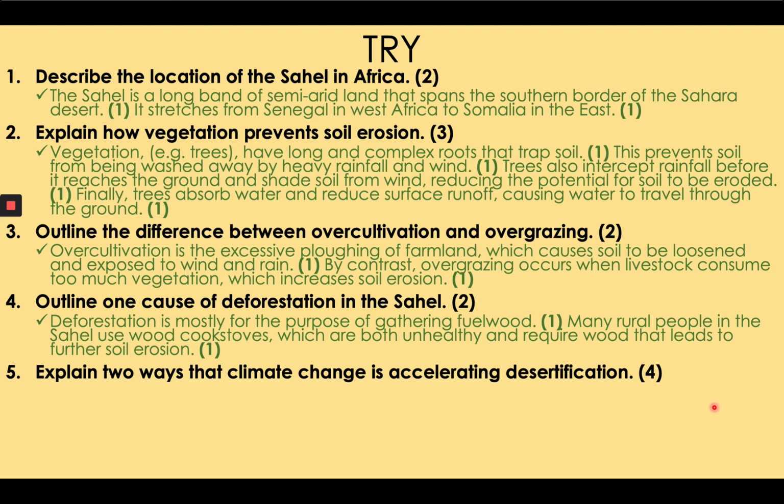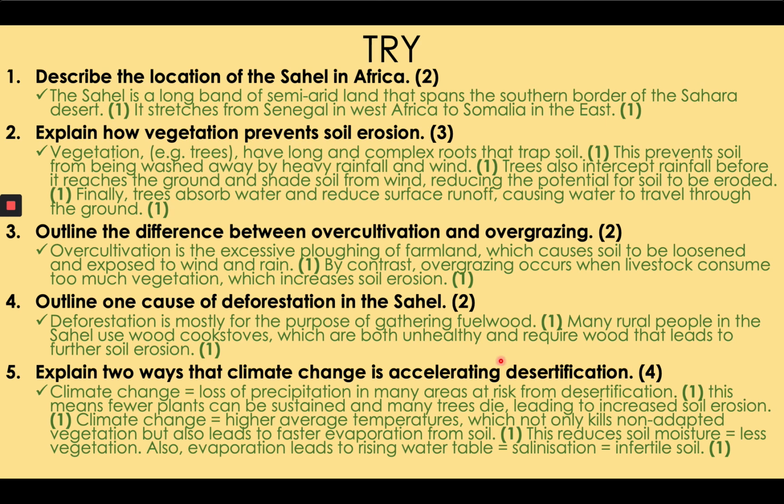5. Explain 2 ways that climate change is accelerating desertification. So you need to talk about the loss of precipitation and the increased temperatures. Make sure again that you've explained all of these points. Use the keywords that I have there. Give yourselves a mark out of the total. Be very strict with yourselves. Make sure you add in green pen any parts that you missed. Go back through the explanations of the video to reinforce your understanding.